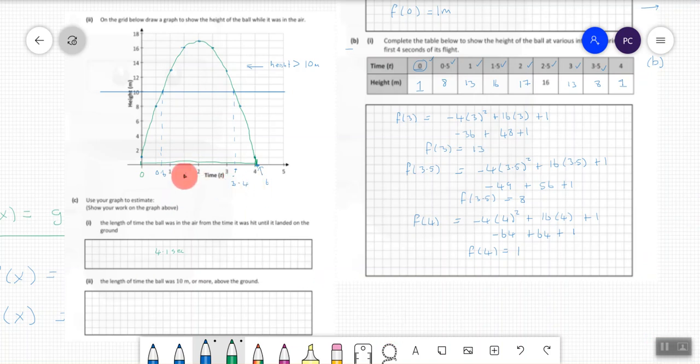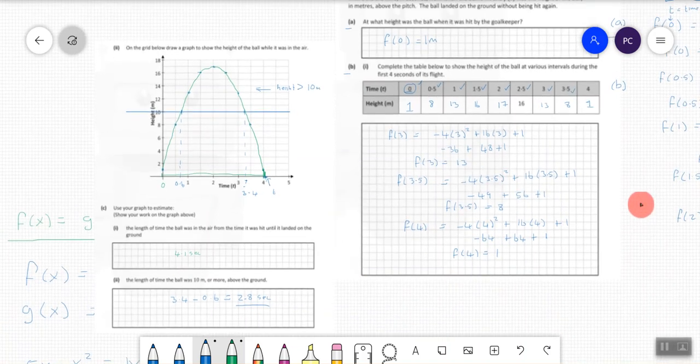So let's say we want to find out what's this time from here to here. It's going to be 3.4 minus 0.6. If we use our calculator, 3.4 minus 0.6 is equal to 2.8. So it's roughly 2.8 seconds. So the length of time the ball was 10 meters or more above the ground was about 2.8 seconds. Okay, so that's that question in full.